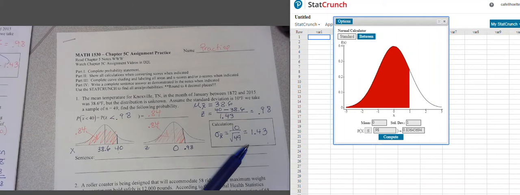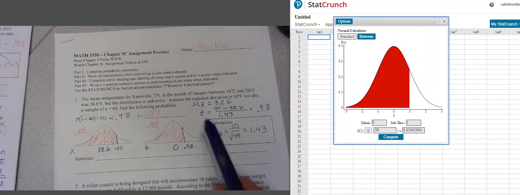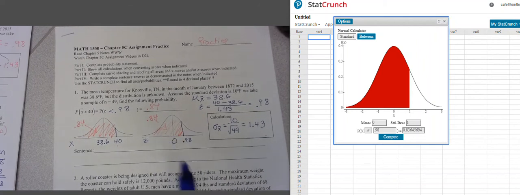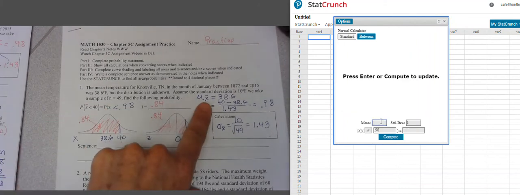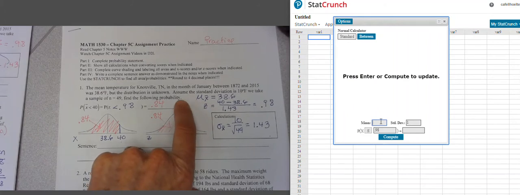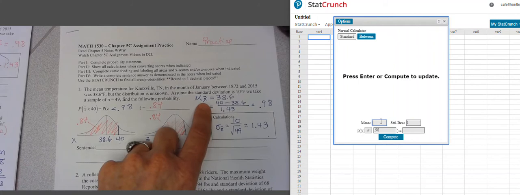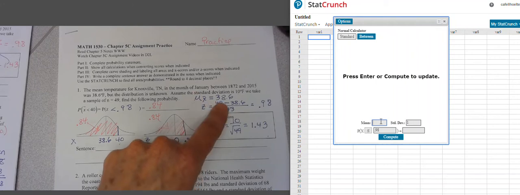I wanted to show you this intermediate step because if we're using StatCrunch, we can skip it. What we could have done was put in the mean of the sample, the mean of the 49 temperature samples. By the central limit theorem, we know the mean of those 49 samples is going to be the same as the mean of our population, which was 38.6. So that doesn't change.